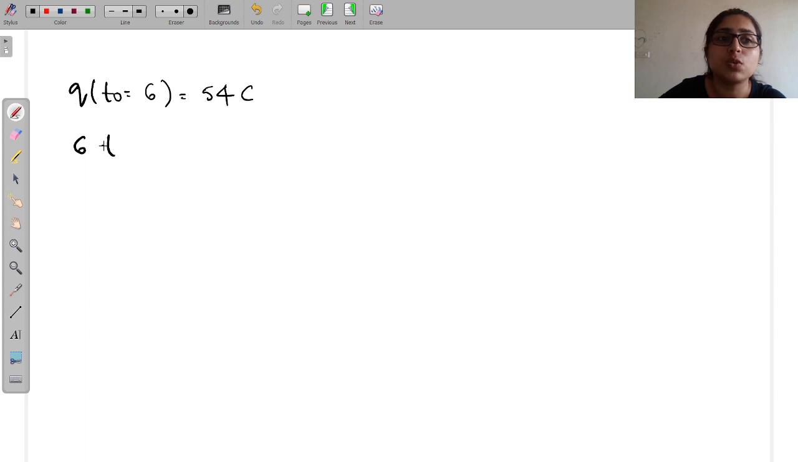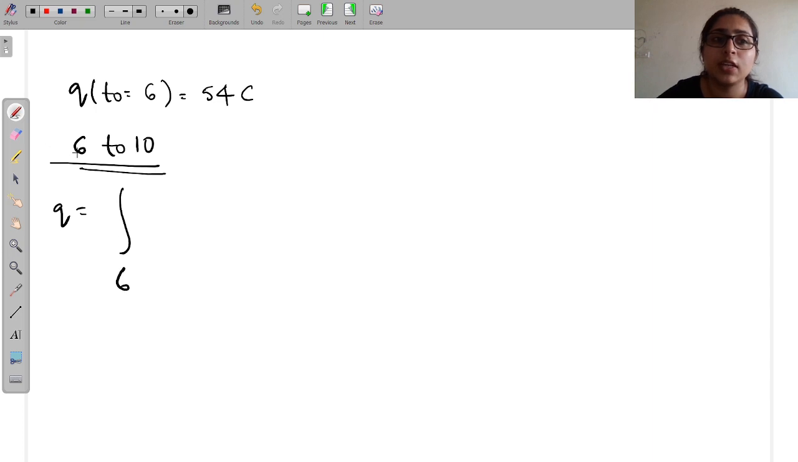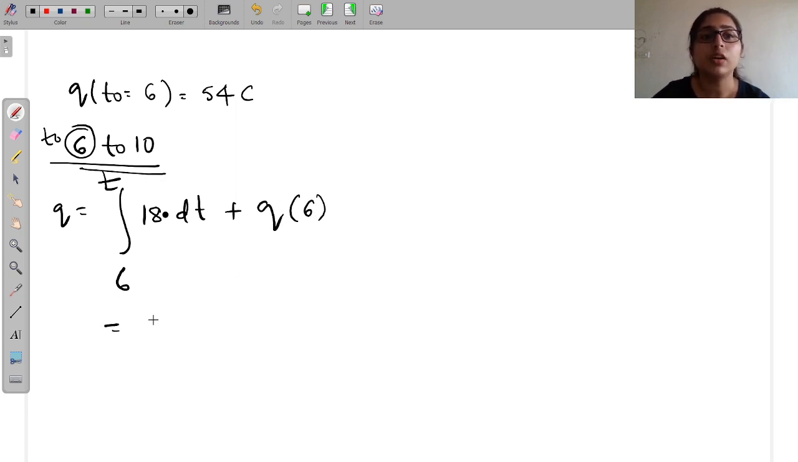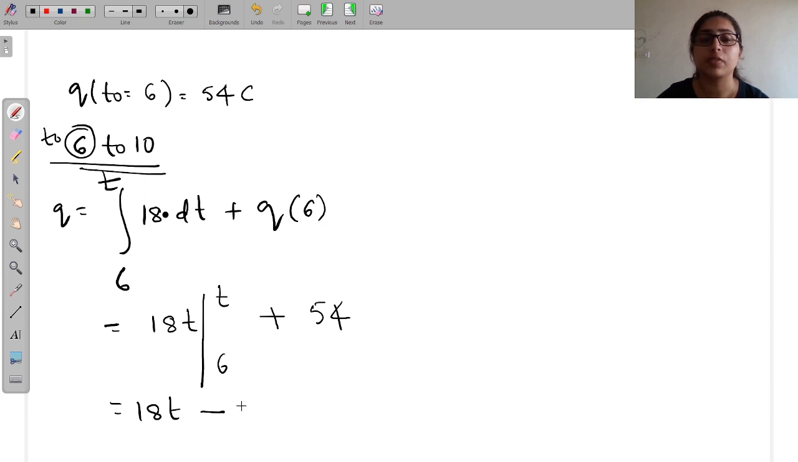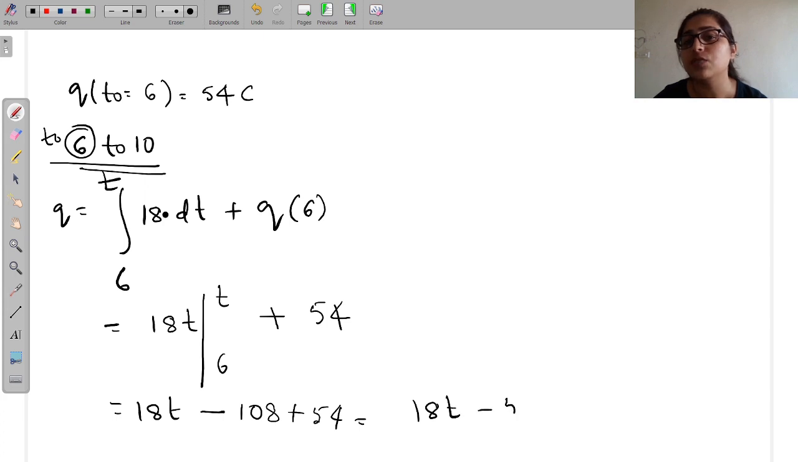Next, from 6 to 10 duration. Q will be equal to the integral from t naught to t, where this initial value t naught is 6, of 18 dt plus Q of 6. Here, 18 into t, the integration of a constant gives t. So t minus 6, plus 54. So 18t minus 18 into 6, that is 108, plus 54. So this is 18t minus 54.